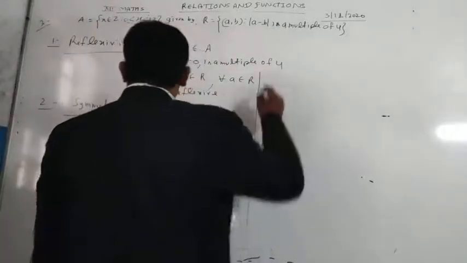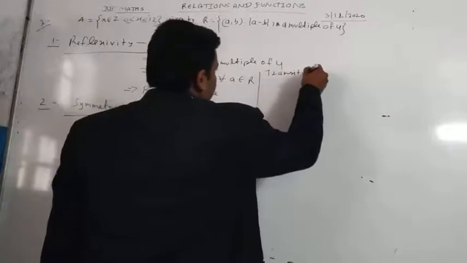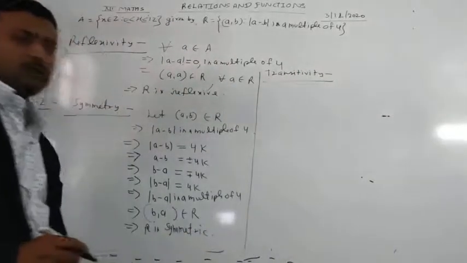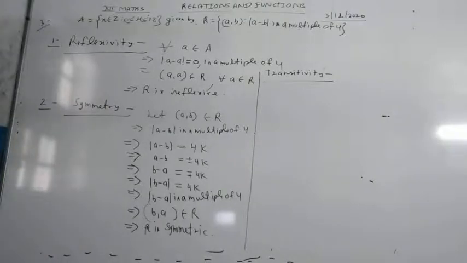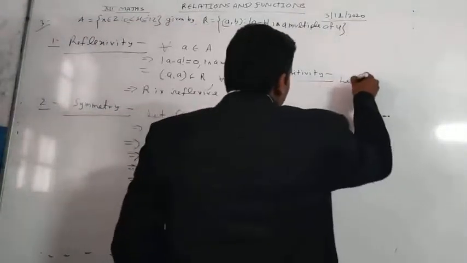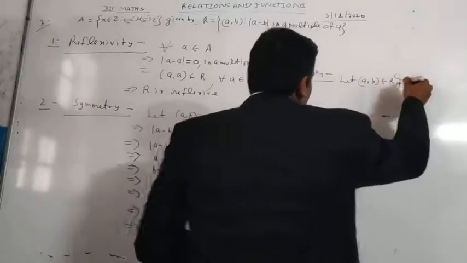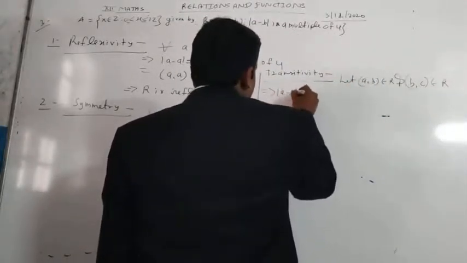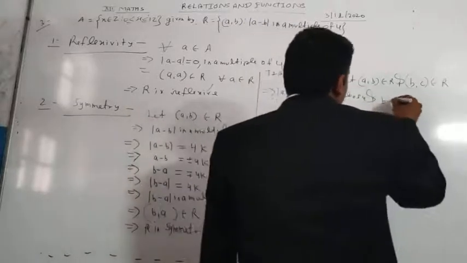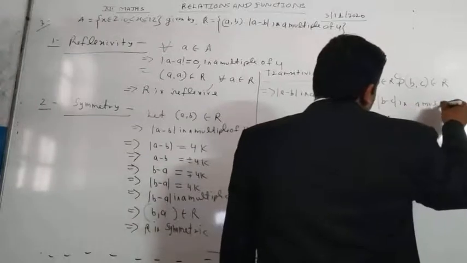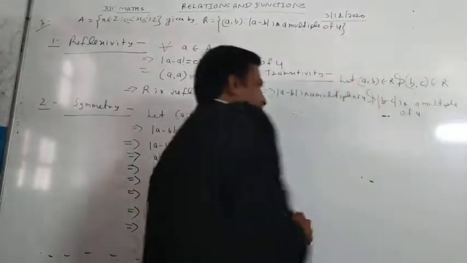Now we will prove our transitivity. For transitivity, we will take two elements: (a, b) belongs to R and (b, c) belongs to R, so that (a, c) belongs to R. Okay, so let (a, b) belong to R and (b, c) belong to R. Now (a, b) belongs to R means a minus b is a multiple of 4, and b minus c is a multiple of 4.